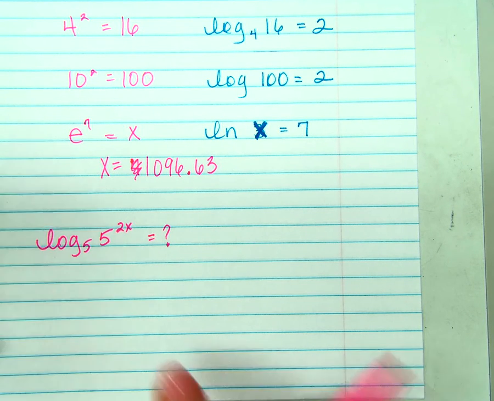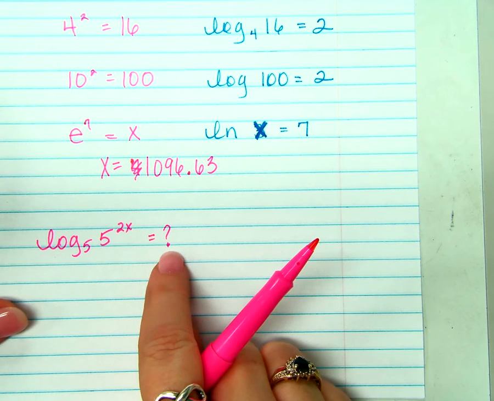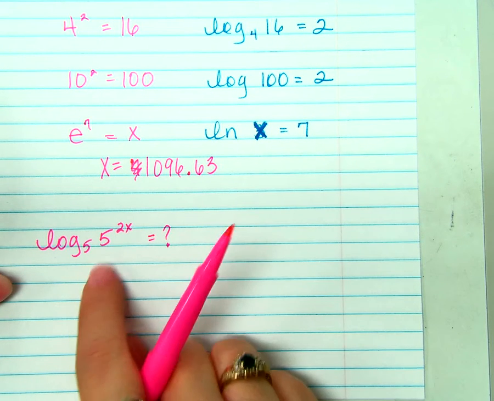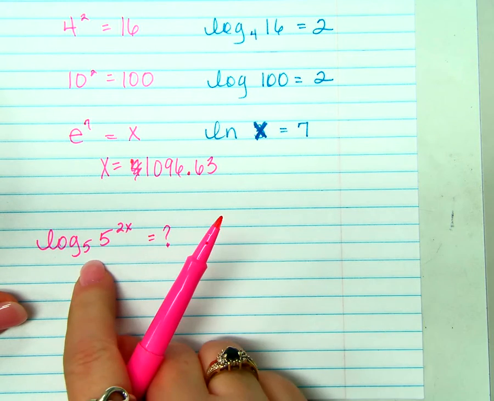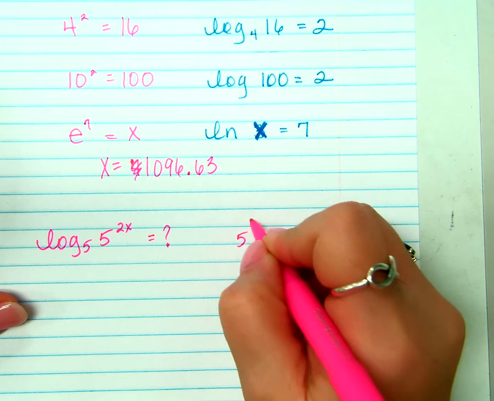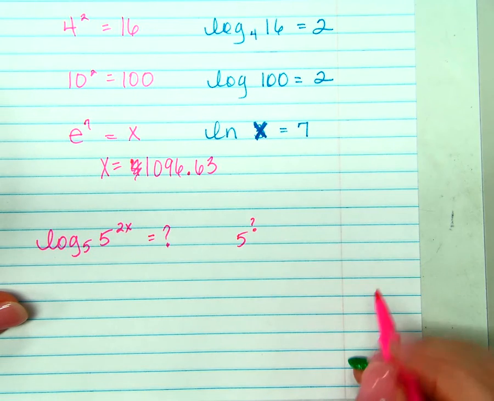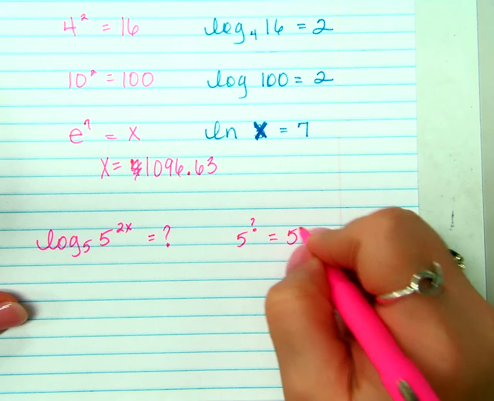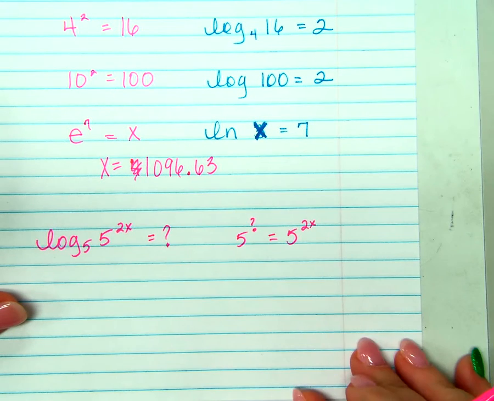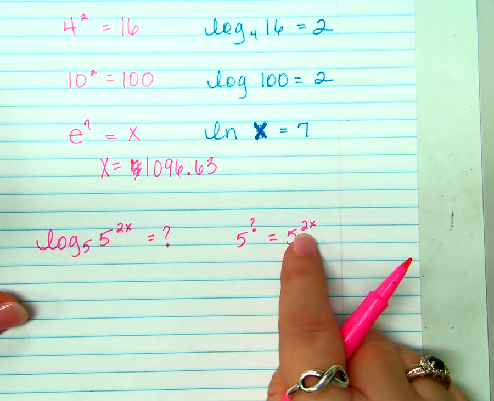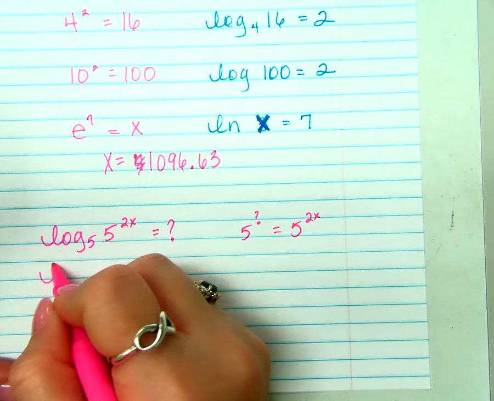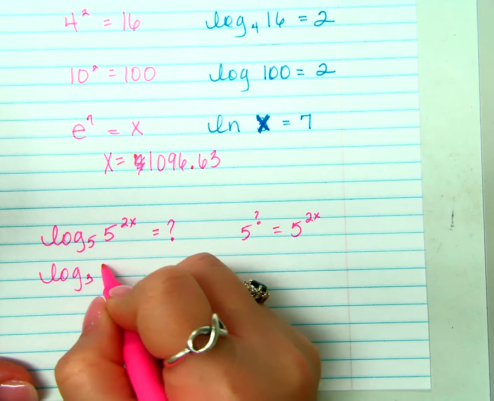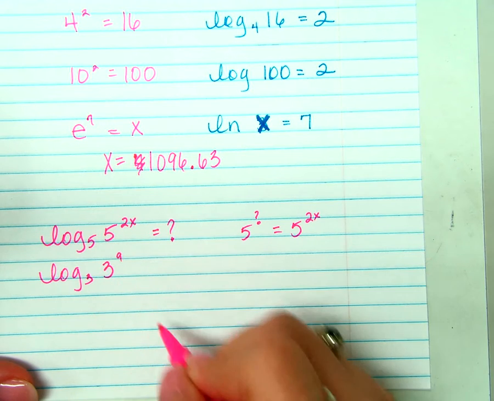Okay? What if we put a question mark there? How would I rewrite this in exponential form? 5 to some power we don't know equals 5 to the 2x. Then what's the some power we don't know? 2x. So what about if it's log base 3 of 3 to the 9th?